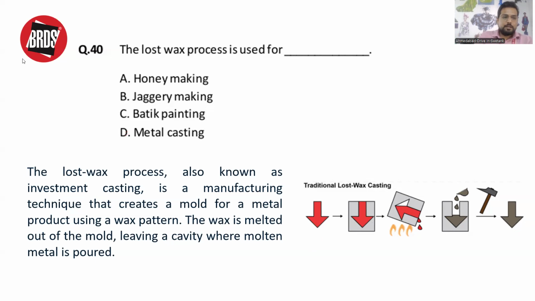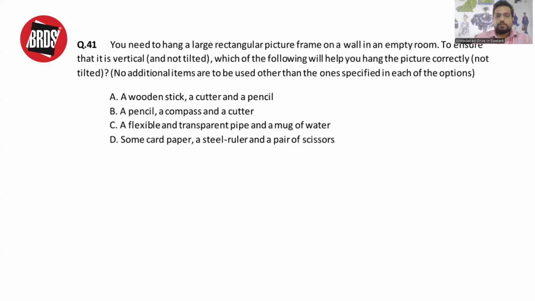Moving ahead to the very next question, question number 41. You need to hang a large rectangular picture frame on a wall in an empty room to ensure that it is vertical and not tilted. Which of the following will help you hang the picture correctly? Remember, they have said that you do not have to use any additional item other than the things which are given to you.